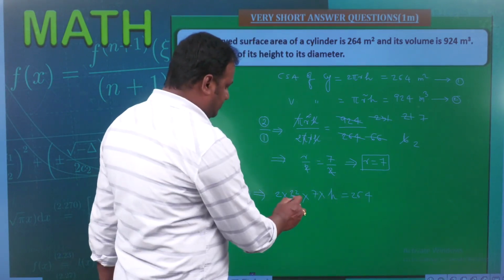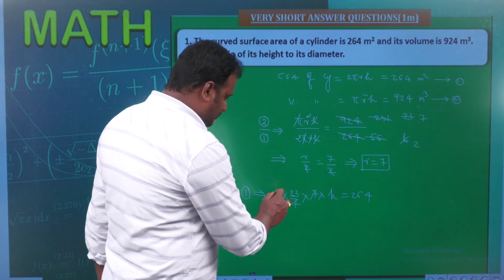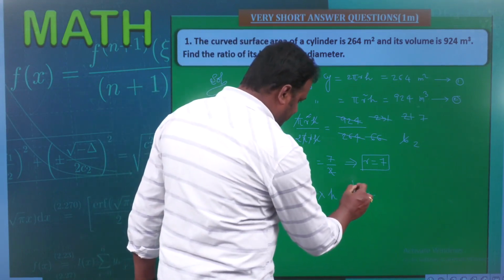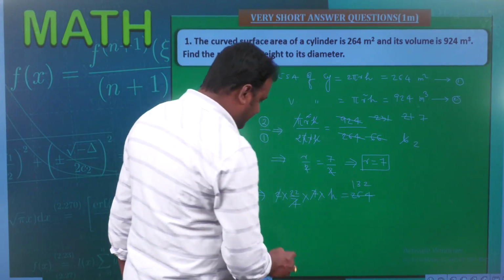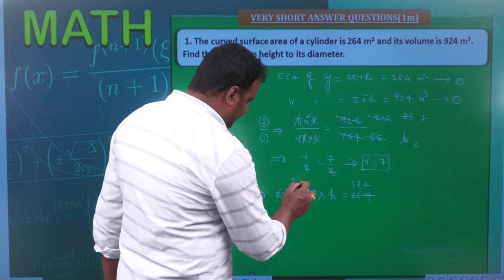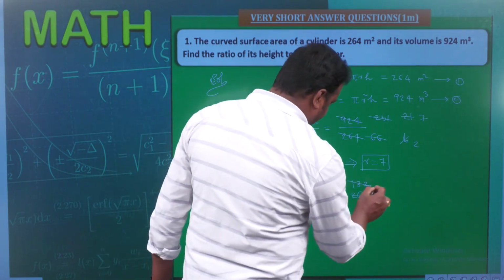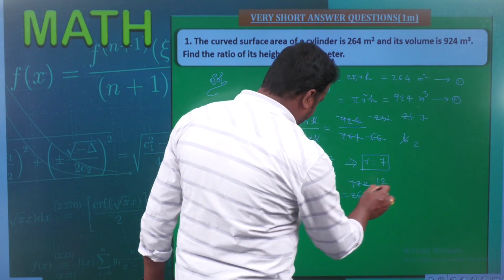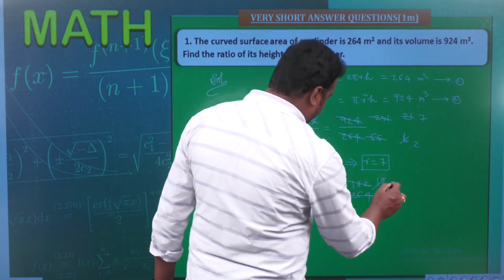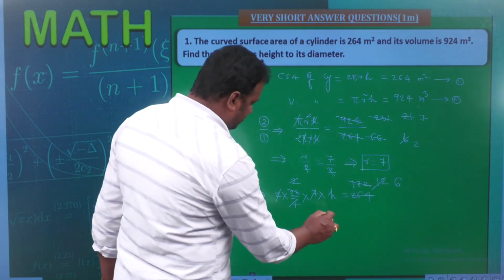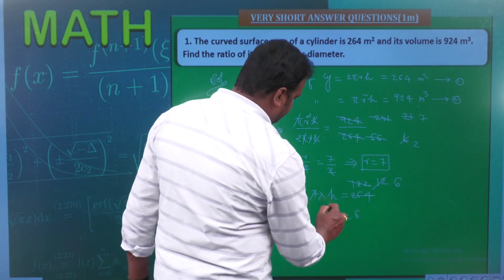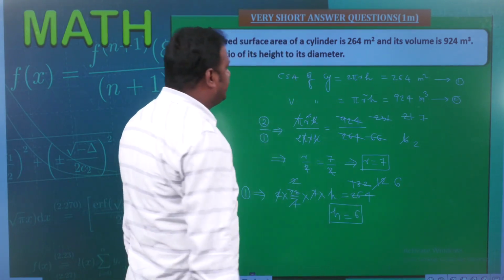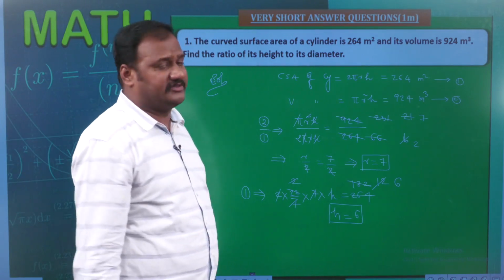See the cancellation now. 7 and 7 get cancelled. 2 1s are 2, 2 3s are 6, 2 2s are 4. 11 2s are 22 and 11 1s are 11, 11 2s are 22 and 2 1s are 2, 6 are 12. Therefore the value of h is equal to 6. What do you want now? You need to find out the ratio between height to the diameter.